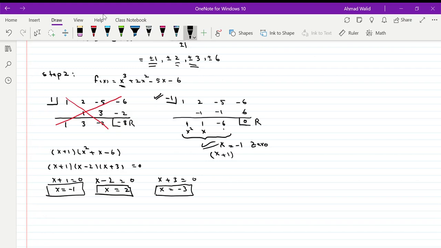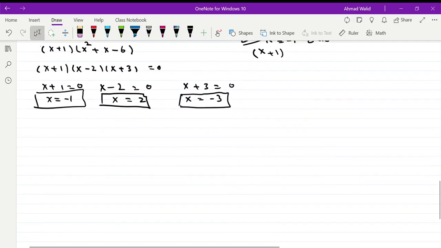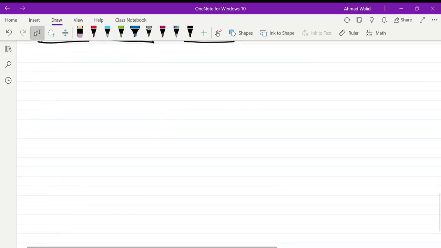Let me do another example also, at least 2 examples, correct? Don't complain that our professor is only doing one example. Example number 2. Again, find the zeros, correct?